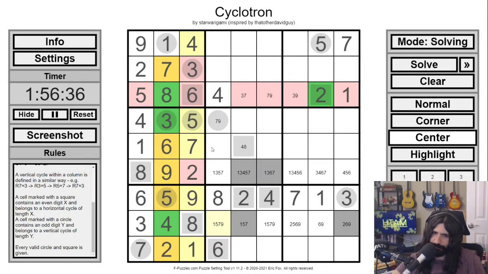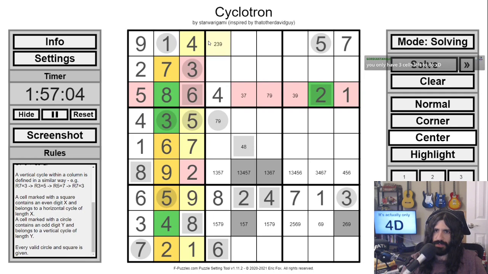Pencil mark this column. Okay. We need 6 numbers, yeah? 1, 2, 3, 5, 7, 9, but there's a 1, a 5, a 7, and a 9 there, so actually that helped a lot. 1, 2, 3, 5, 7, 9, but it can't be 2, 3, or 7.